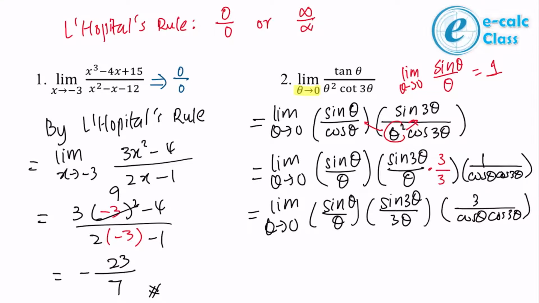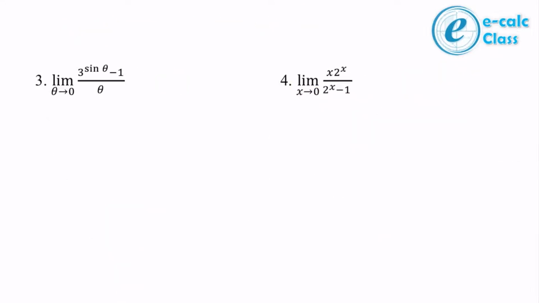And I told you that we don't have to worry if your cos is at the bottom, because cos 0 is just 1. Actually, I skipped some steps. You should know that this equals 1, and you should know that this equals 1, and you should know that this one is 3 over 1, so it's 3. Finish. Alright, move on to number 3.